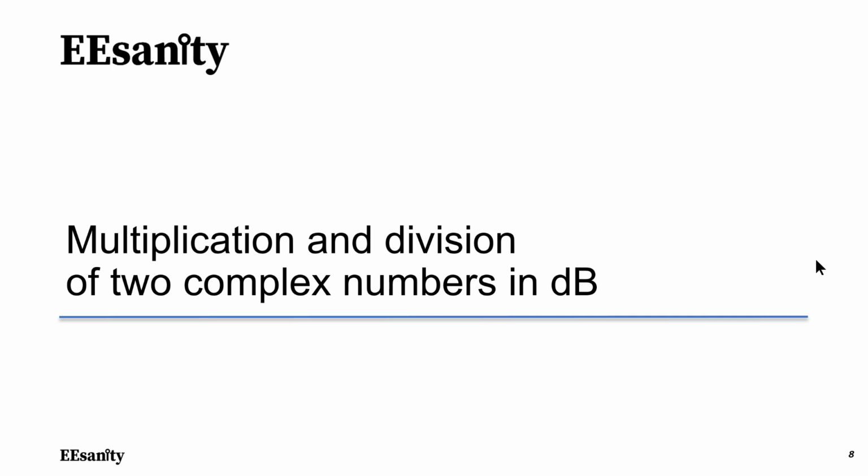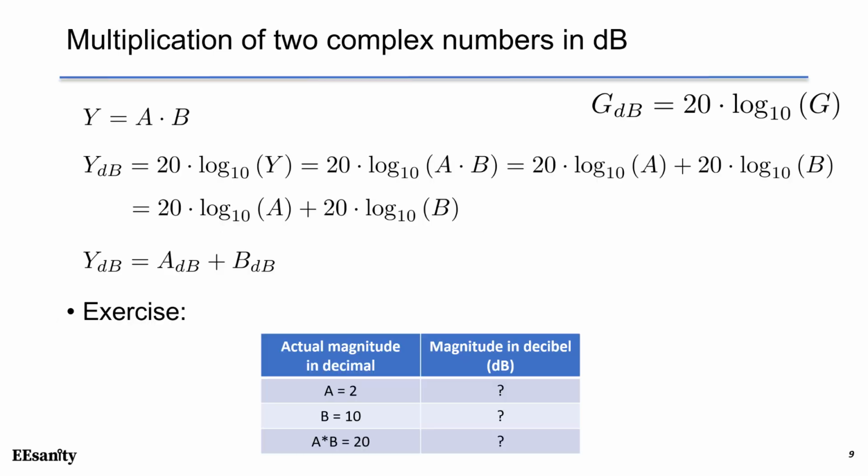Now let's talk about multiplication and division of two complex numbers in dB. In the following slides, you will understand the benefits of using dB to represent magnitudes. Multiplication of two complex numbers. For example, you have a variable y equals a times b. If you want to represent y in dB, that simply becomes a in dB plus b in dB. So this is the algebra I am going to skip, but you can go through this algebra, you will have this conclusion. So let's do an exercise.